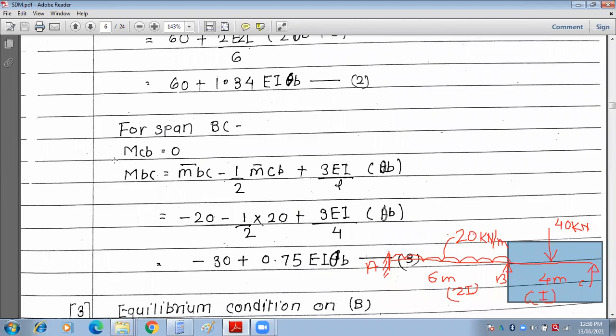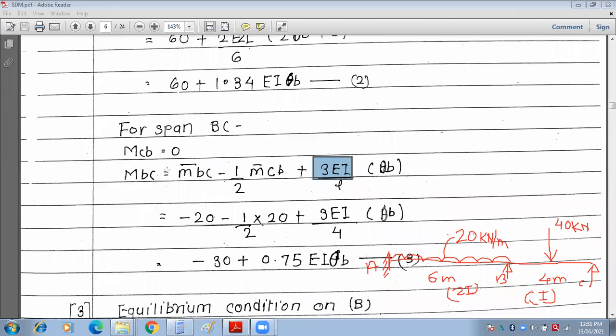Now for this condition, MBC is equal to fixed moment BC minus 1/2 fixed moment CB plus 3EI upon L into theta B minus delta upon L. But here delta is not given, that's why this term is neglected. If the delta, that is the sinking of support, is given, then we have to utilize this minus delta upon L term. But here the delta is not provided, that's why we are neglecting this term.